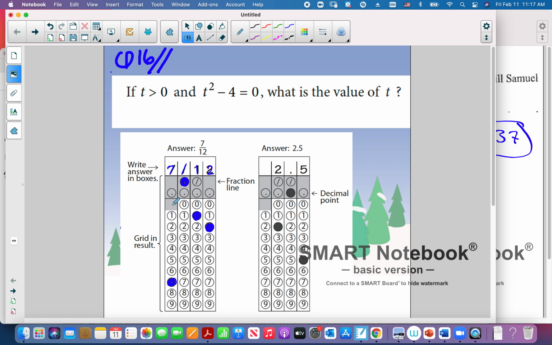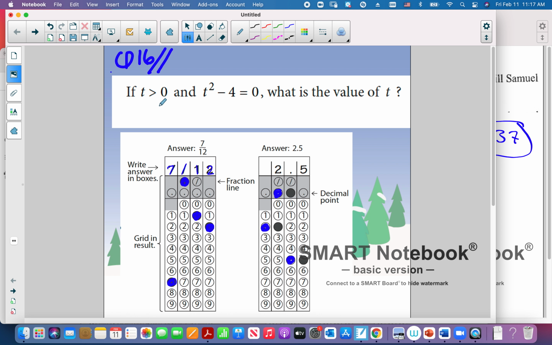If you have it as a decimal, same thing. Let's say 2.5 is my answer. I'm going to choose 2 in the first column. That is my 2, and I shade 2. Then I'm going to do the decimal. Here is my decimal. And automatically I go to the third column and I shade the 5. And that is 2.5. Can you start from the second column? Yes, you may start from the second column. So that's all you need to do to ensure that you get your answer recorded correctly.